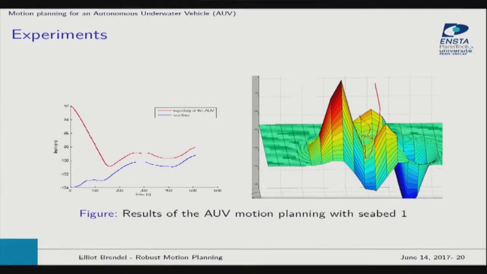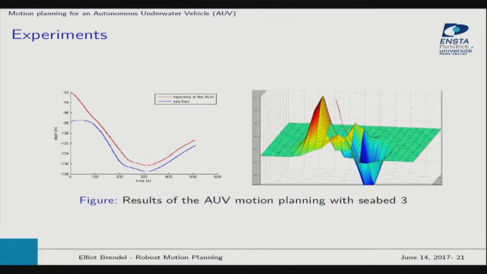So we realized the experiments in 3D and then we projected it in 2D because it's easier to see. So for the first seabed, we start quite high, and in front of us there are some hills and a valley. Because we want to always minimize the depth, the AUV will pass by the valley, and then it succeeds in passing the other hills in front of it.